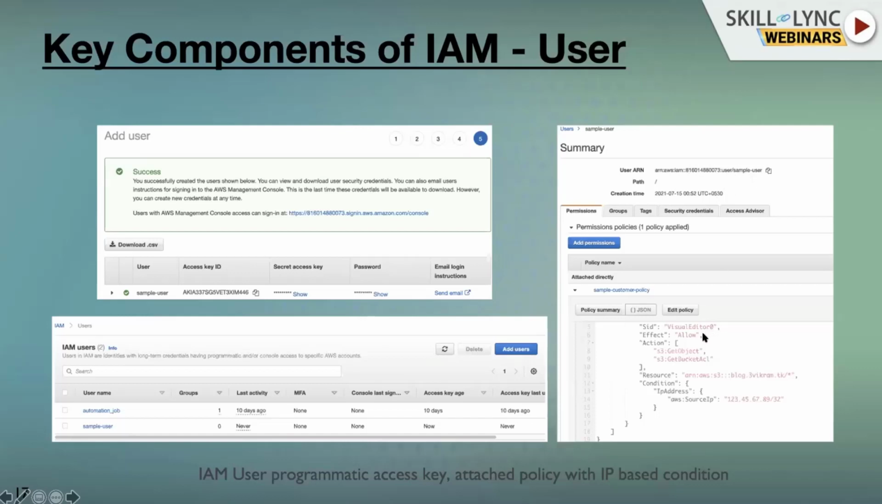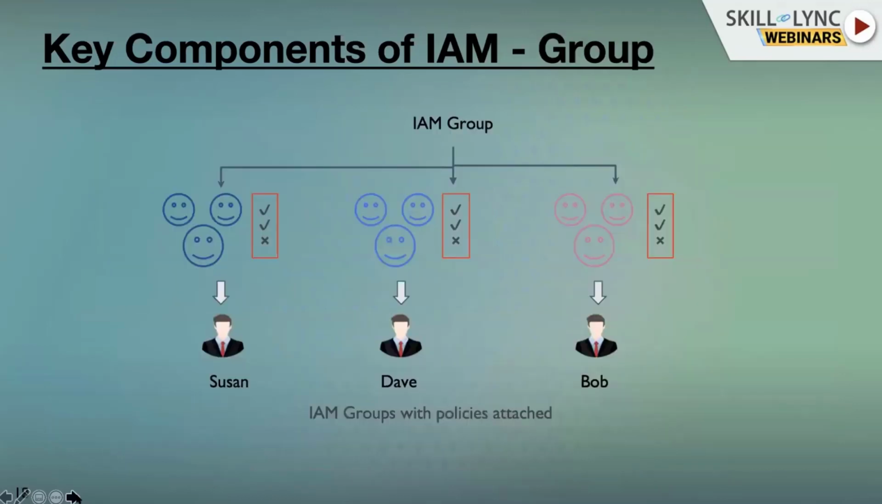Similarly, the policy we saw earlier is attached to it. This is the policy where we are granting this user access to only a specific bucket, block.3vikram.tk, just to read the content, and only if that user is coming from a particular source IP. So this is how you create a user and attach a policy.